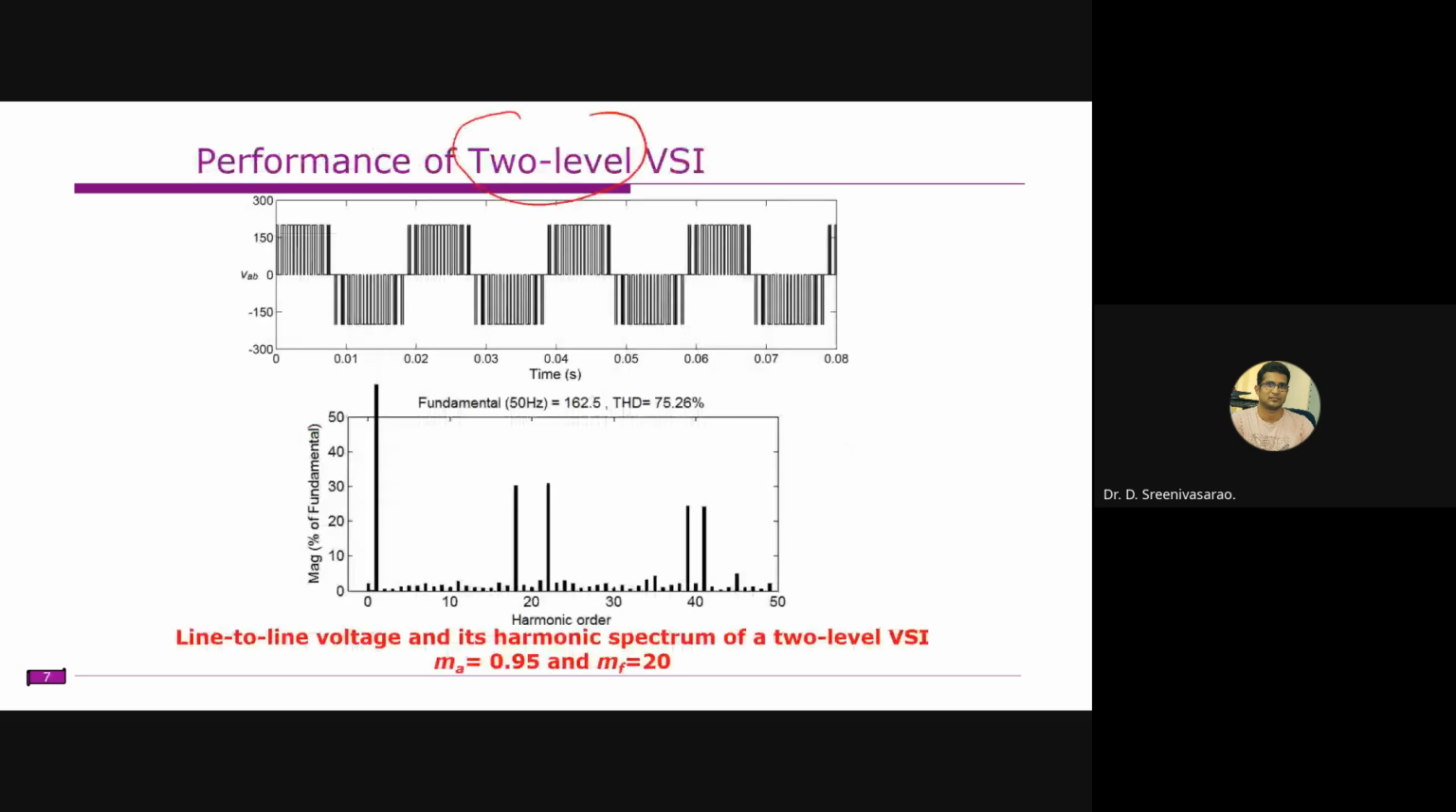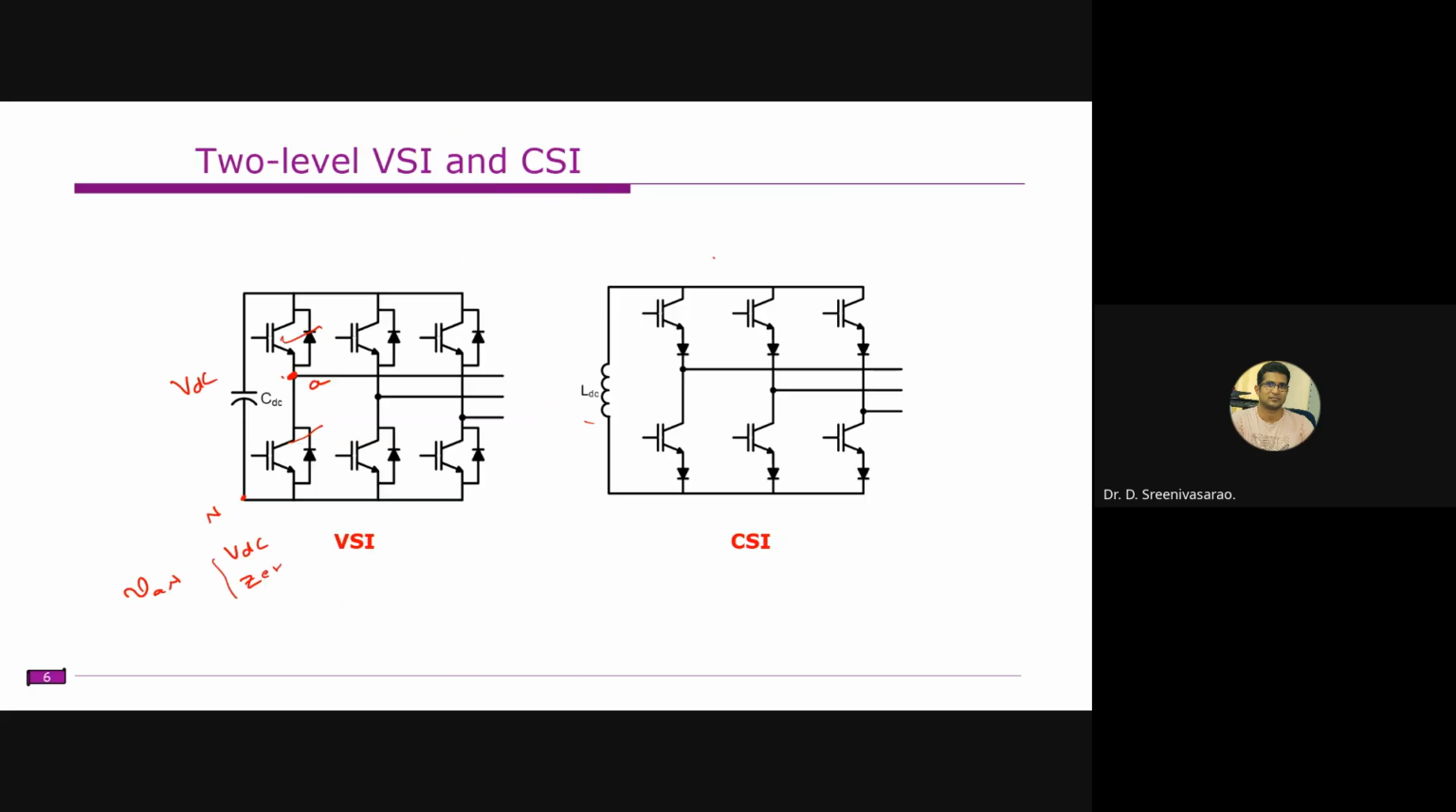You're aware that, right? In these two-level inverters, we don't have a phase voltage of the inverter. We only have the line voltage. If at all you require a phase voltage, you need to connect some load here. If the load is star connected, from the load side neutral you can access the load phase voltages, but not the inverter phase voltages.